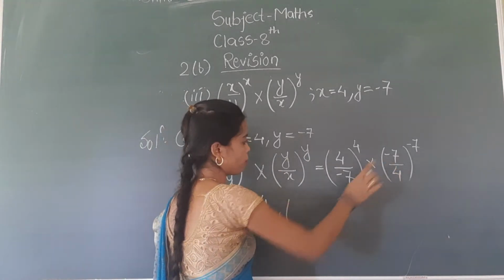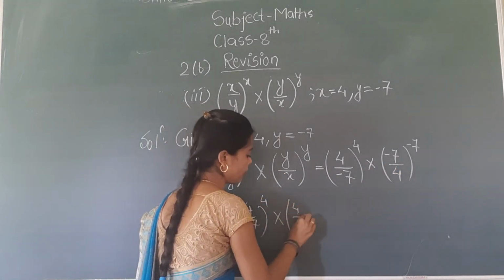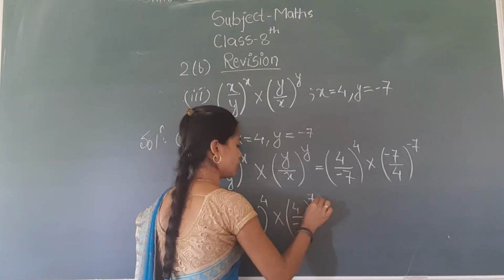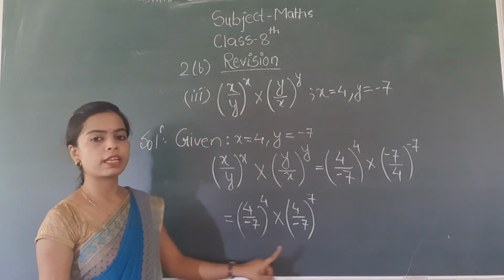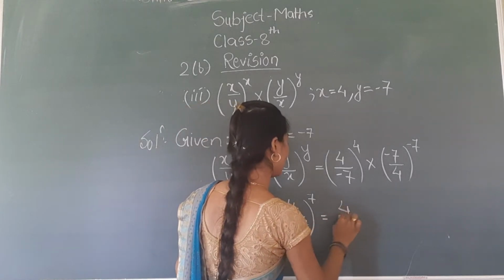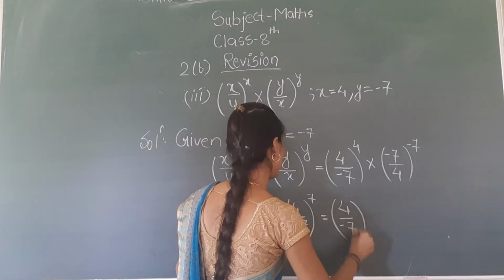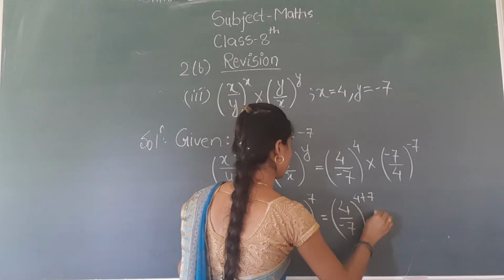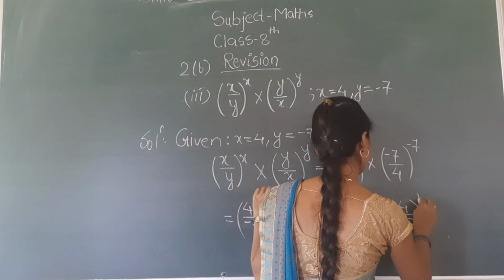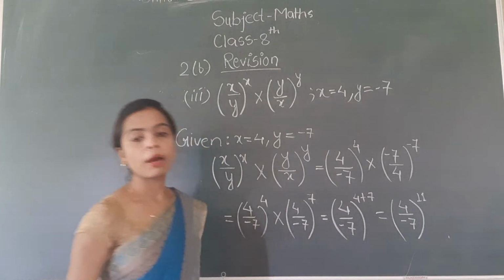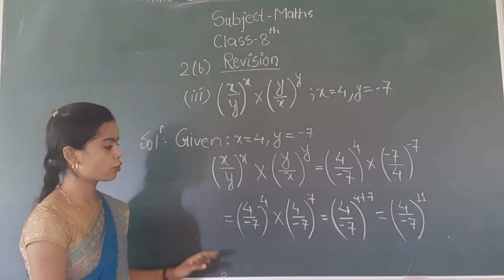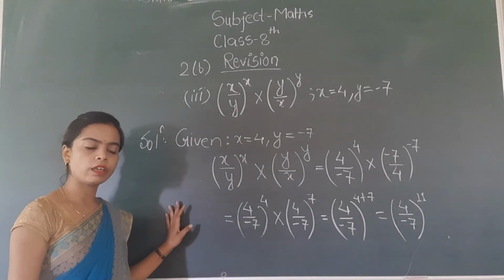Okay, let's write the reciprocal of it. It is 4 upon minus 7, raised to the power 7. Now your bases are same and your powers are different, so you can write it as (4/-7) raised to the power 4 plus 7, which equals (4/-7) raised to the power 11. Okay, so this is your final answer.